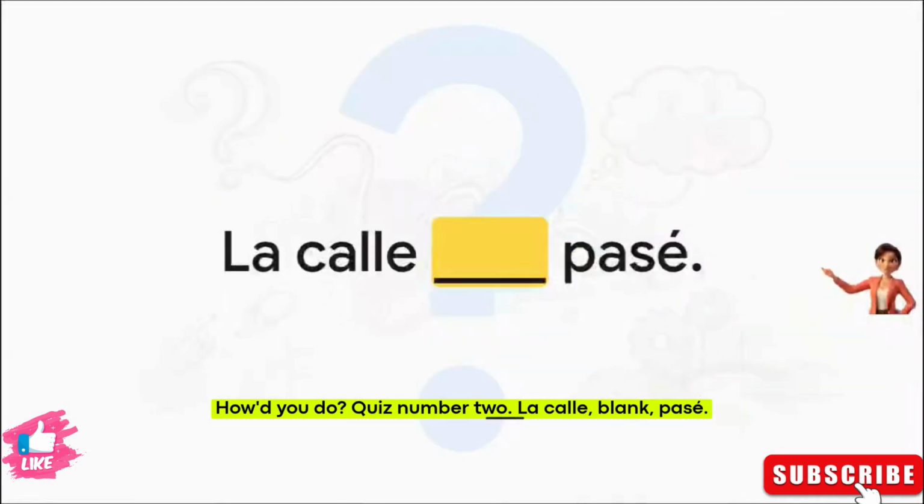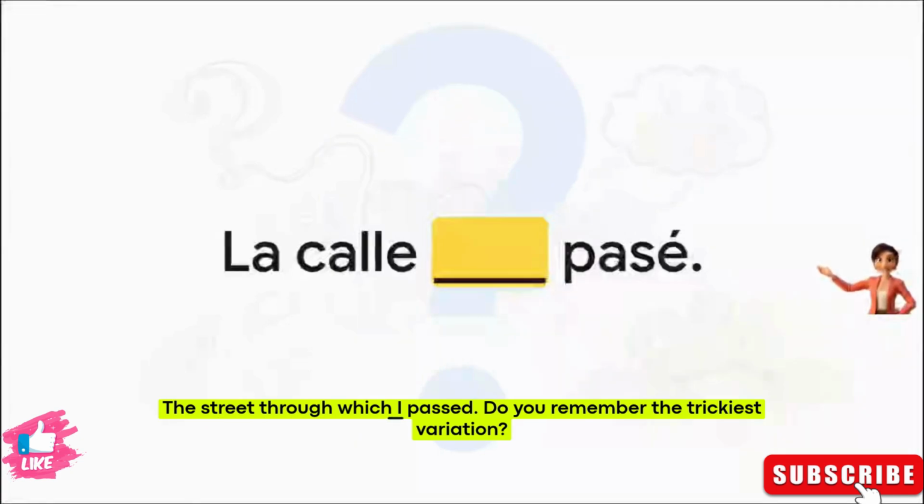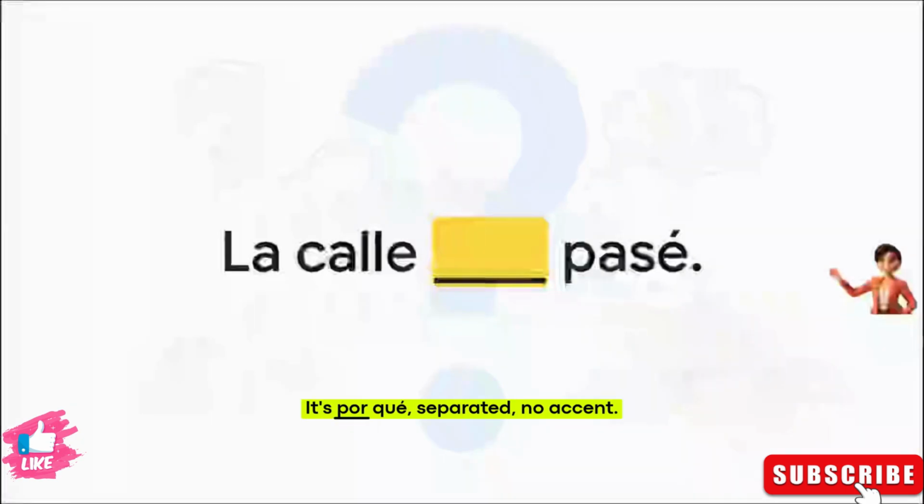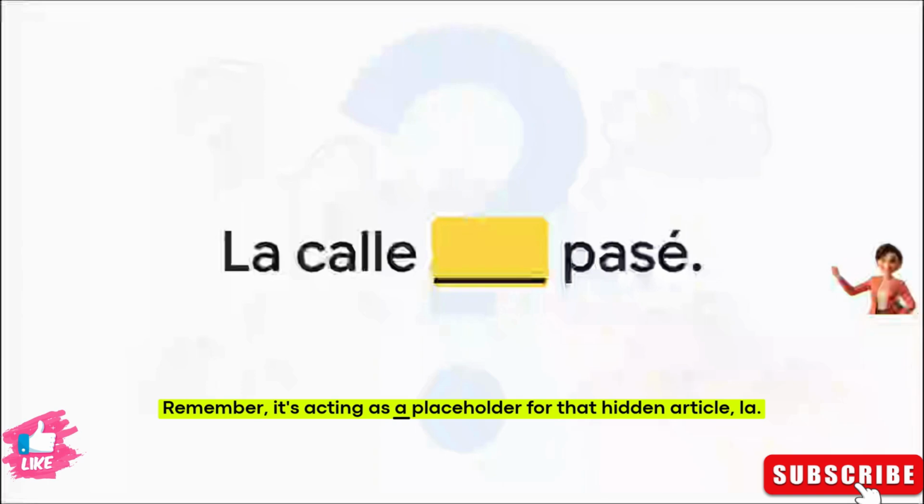Quiz number 2. La calle, blank, pasé. The street through which I passed. Do you remember the trickiest variation? It's por que. Separated, no accent. Remember, it's acting as a placeholder for that hidden article, la.